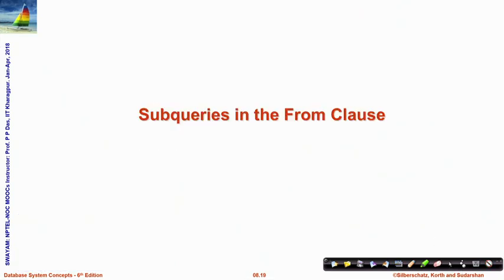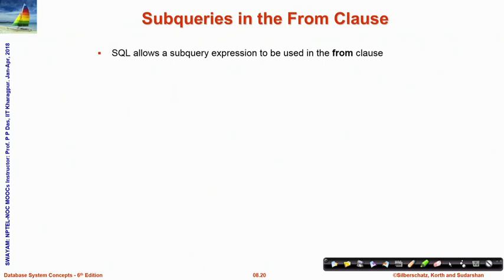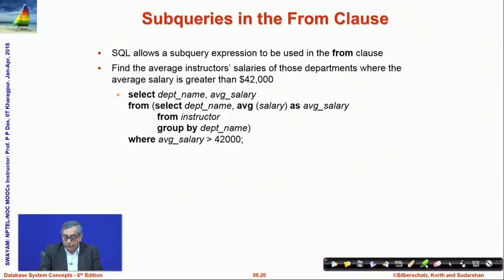Now, we move on. So, we have been discussing subqueries in the where clause. Now, we move on to subqueries in the from clause. As we have already seen, a nested subquery is a relation. So, it can naturally be used in the place of any relation that we have in the from clause. We are trying to find out average instructor salaries of those departments where the average salary is greater than 42,000.